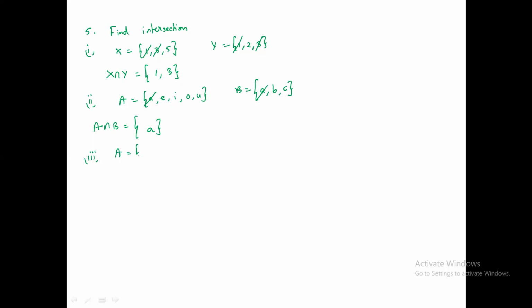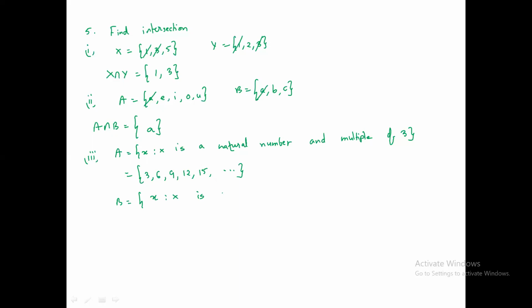Third one, A is the set having x such that x is a natural number and multiple of 3. So I will write 3 ones, 3 twos, 3 threes, 3 fours, 3 fives, like that. Now B is having x such that x is again a natural number, but less than 6. So I will write 1, 2, 3, 4, 5. Now when I write A intersection B, I will take common. 3 is the only number common in both.